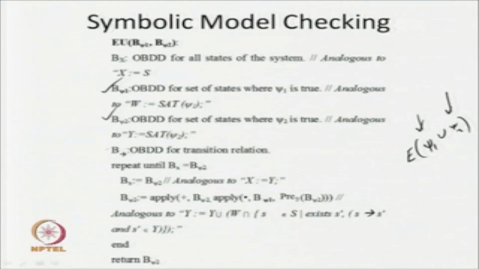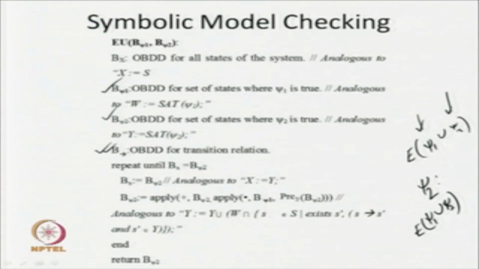Then we are taking the entire state transition system B arrow, this is the OBDD representation of the entire transition system. Now, as per our semantics, wherever psi 2 is true, then E psi 1 until psi 2 is also true on those particular states. So, I am starting with this particular psi 2 and we are saying that initially B x is equal to psi 2. So, initially I can construct B x as the entire set of states, all the states of my state space.